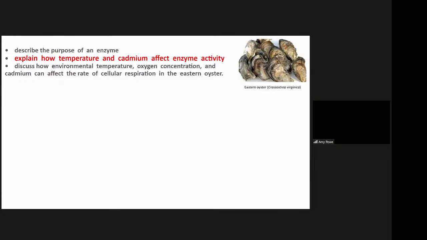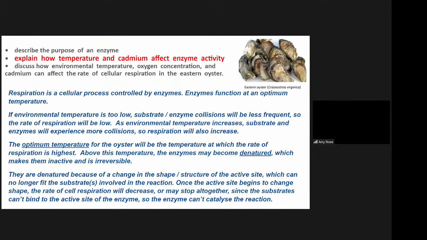So we need to move on to our next step, which is to explain how temperature and cadmium affect enzyme activity. So this is just as we've been describing, those factors that affect enzyme activity. Respiration is a cellular process that's controlled by enzymes. So enzymes need to function at an optimal temperature. If the environmental temperature is too low, then collisions between the substrate and the enzyme will be infrequent. Therefore, the rate of respiration will be low.